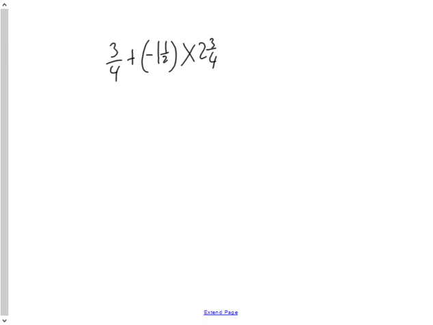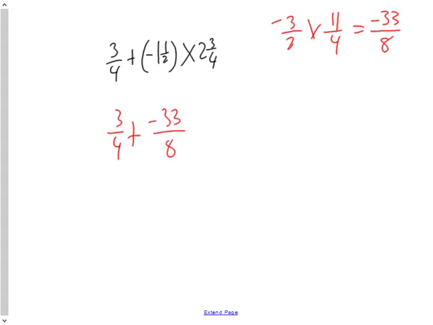involves the multiplication of negative numbers and the addition and subtraction of negative fractions as well. So using BEDMAS, the first thing I'm going to do here is figure out what 1.5 times 2 3/4 is. Now if you want to work that out over here, change them both to improper fractions. Multiply your numerators and multiply your denominators, you get negative 33/8. I'm just going to write that right here. Okay. So the product of those two fractions is negative 33/8.